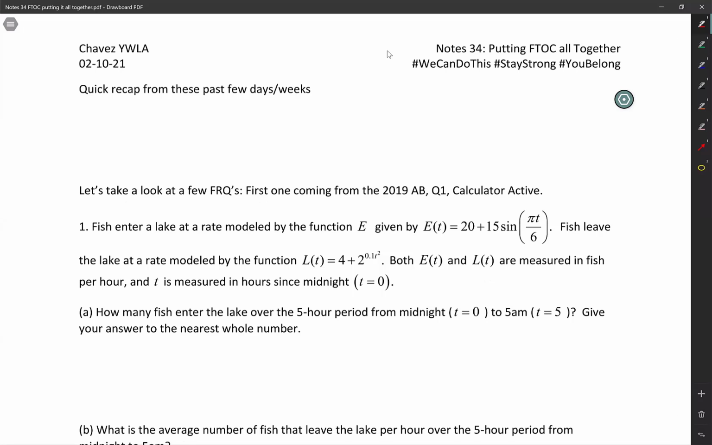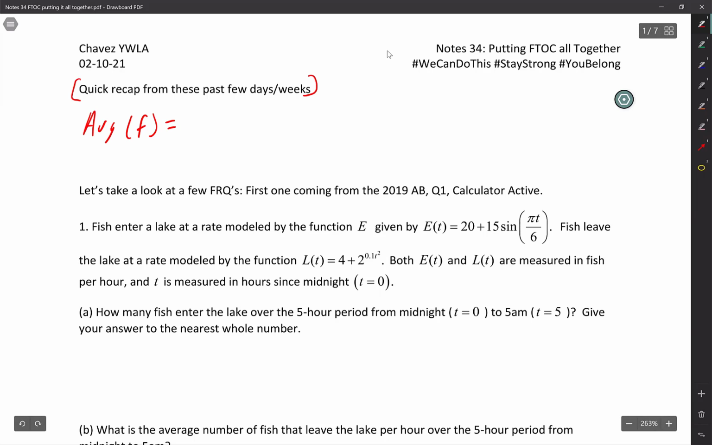All right, guys. So here we go. Let's see if we can wrap up what we've been able to do the last few days. And so, real quick recap. Let's see, what should we talk about first? We found the average value of any function f.